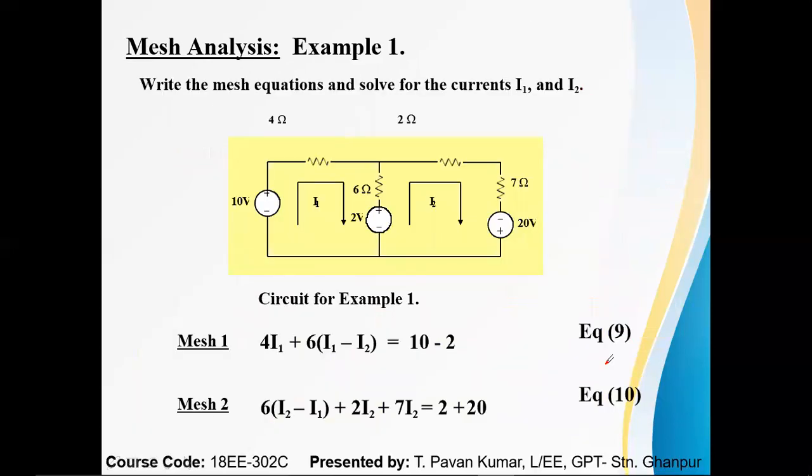Right, so here we will solve one example using the loop currents method or mesh analysis method. This is 4 ohms. Sorry, this got shifted to here because a mistake occurred while drawing. So this 4 ohms should be here and the 2 ohms should be here. This is 6 ohms, right?